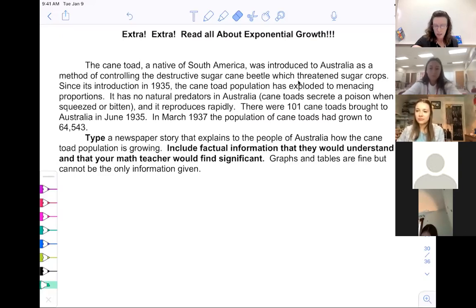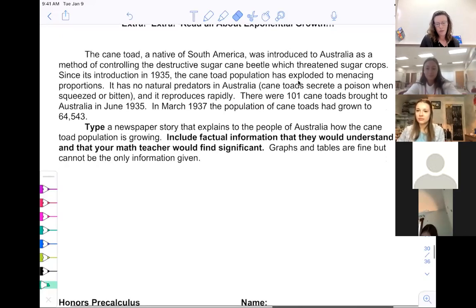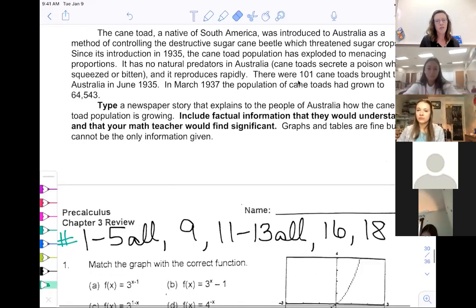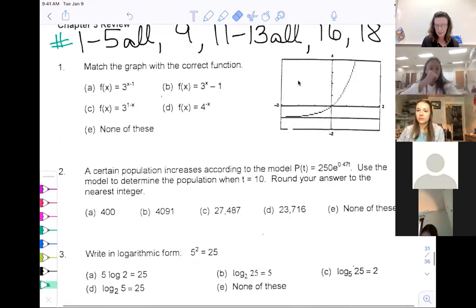So that is that assignment, optional. 25 points plus a couple of extra perks depending on how correct and interesting it is.